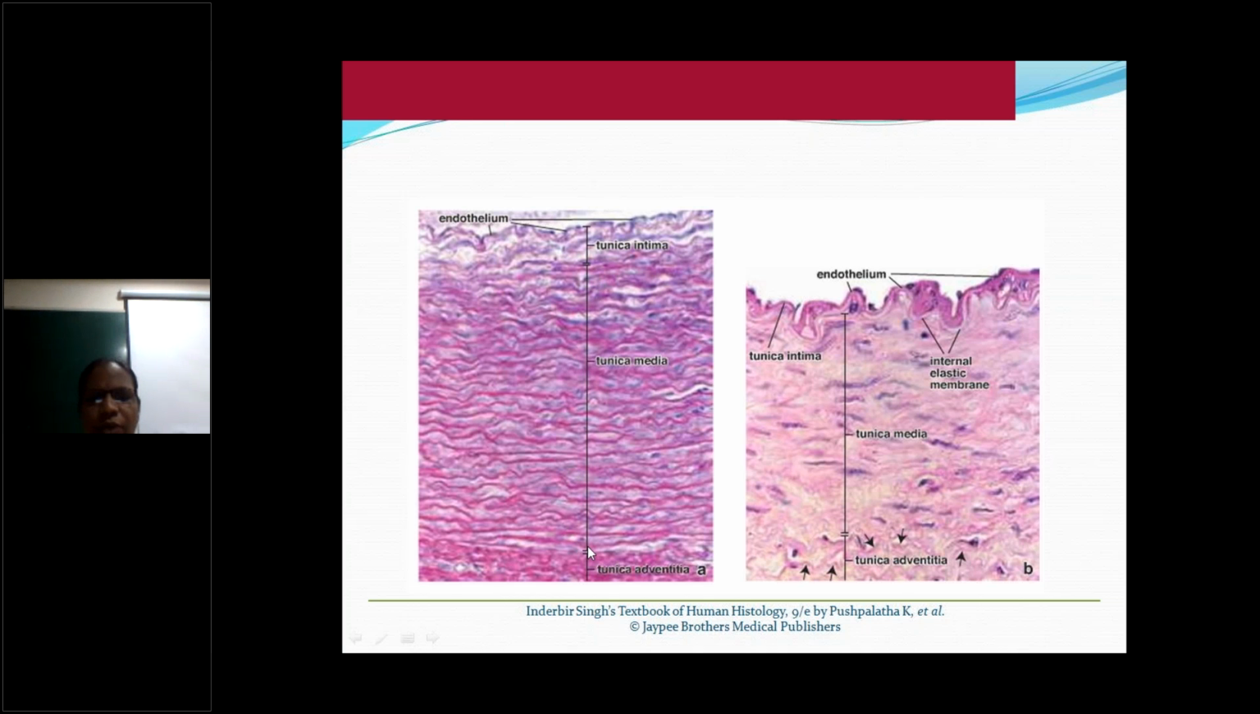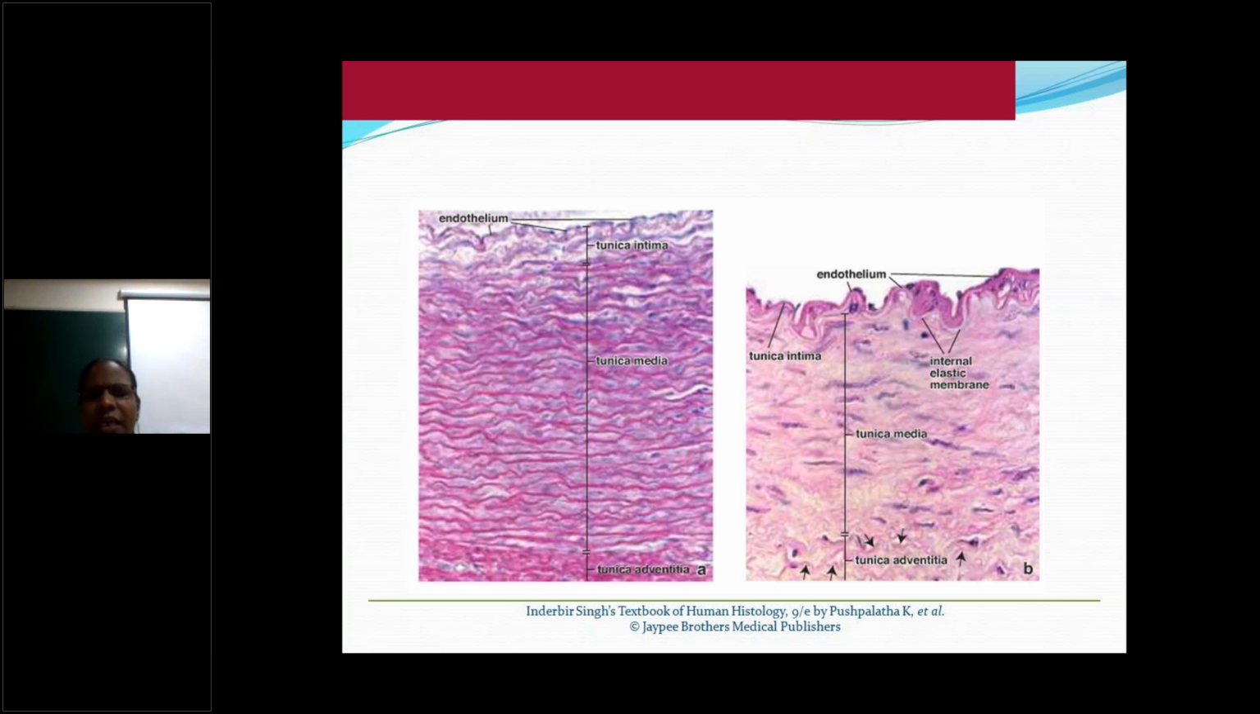Large amount of tunica media is present, and the tunica media contains more number of elastic fibers. These are the elastic fibers. So more number of elastic fibers are present in the tunica media. That's why the large artery is also called elastic artery. For example, aorta, so it's also called conducting artery. Other names for large artery are elastic artery and conducting artery.